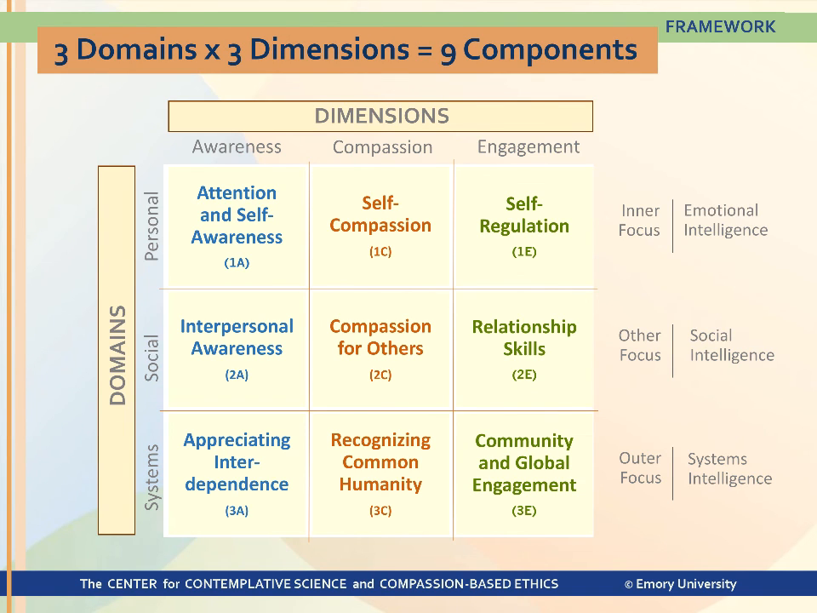The areas of focus in C Learning are divided into 9 components, from attention and self-awareness to community and global engagement. To understand this model and all the different components of the C Learning framework, you're encouraged to read the framework document, which is available for download at the Center for Contemplative Science and Compassion-Based Ethics website.